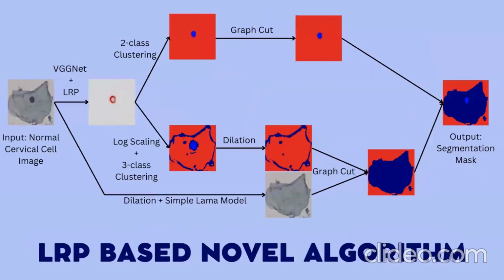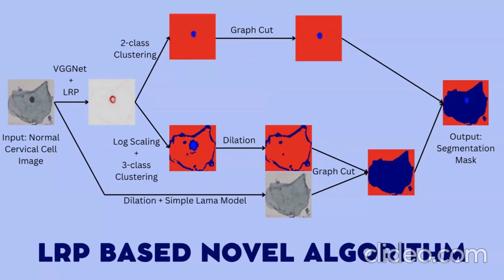Our second novel algorithm leverages layer-wise relevance propagation, which is LRP. Initially, the heat maps generated by LRP predominantly highlight the nucleus. To accurately delineate the nucleus segment, we cluster the relevance values into 2 groups. The initial segmentation is then refined using the graph cut algorithm. For identifying the cytoplasm segment, we begin by logarithmically scaling the relevance values. These scaled values are clustered into 3 groups, and the clustering is further refined through dilation.